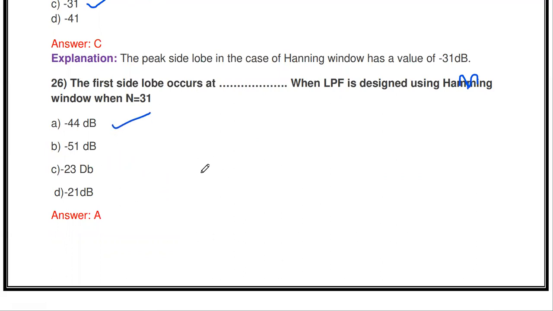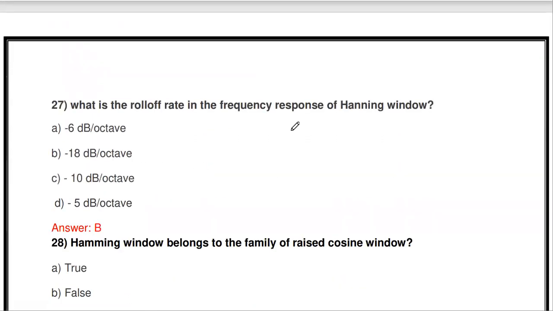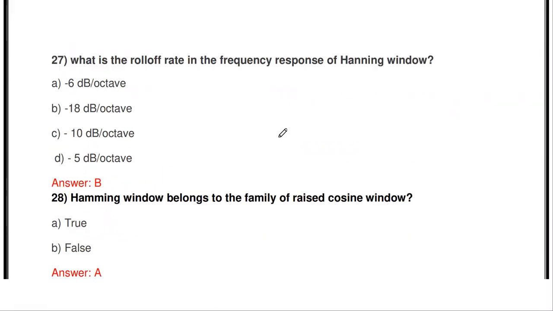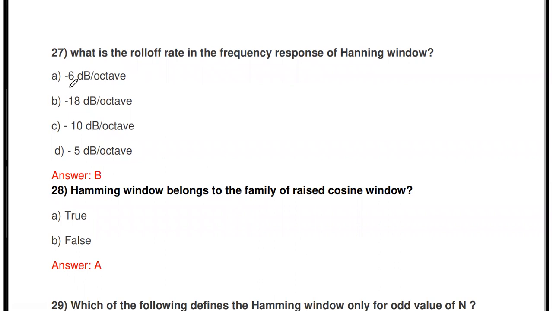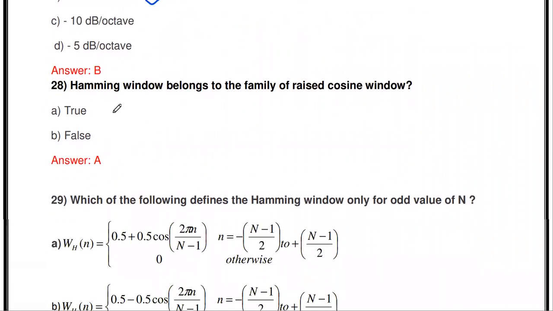Then the next one: what is the roll-off rate in the frequency response of the Hanning window? The roll-off rate of the rectangular window is minus 6 dB per octave, while the roll-off rate of the Hanning window is minus 18 dB per octave. These are all the standard answers; you just compare and remember them. So these are all the questions on the Hanning window.